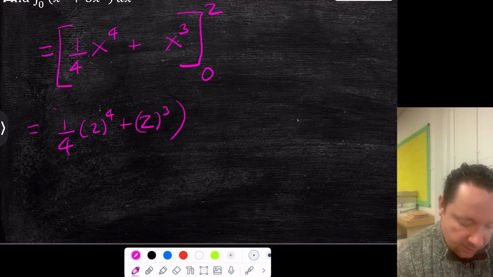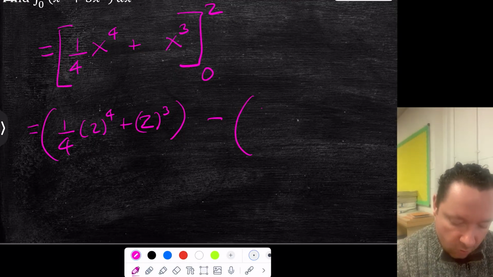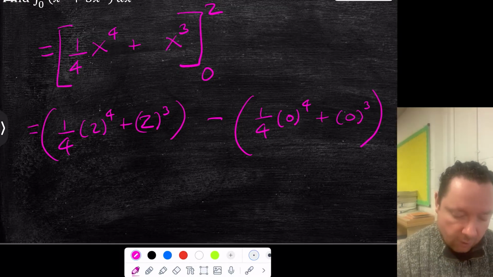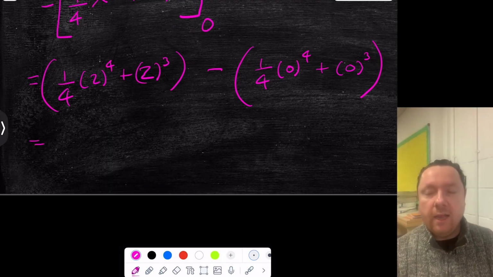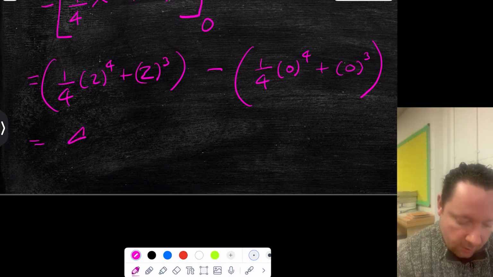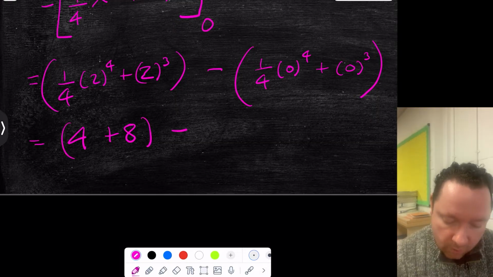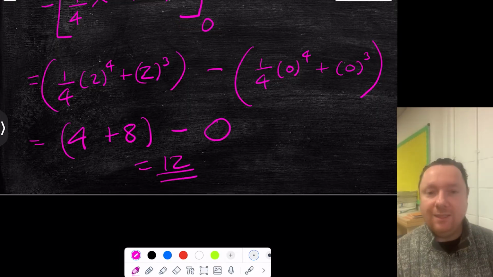Put that in big brackets, that's my first big bracket done, minus, and then we've got a quarter, 0 to the 4, plus 0 cubed. Now we can work out each bracket individually. So the first one, 2 to the power of 4 is 2 2s are 4, 2 is 8, times 2 is 16, divided by 4 is 4. 2 cubed is 8. So I'll get 4 plus 8 minus, well, 0 to the power of 4 is 0, 0 cubed is 0, so the whole of that is 0. So that just gives me 12, and we're done there.